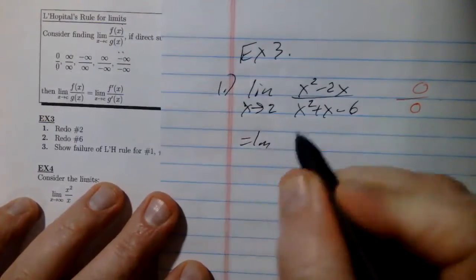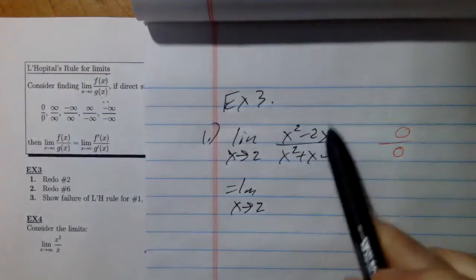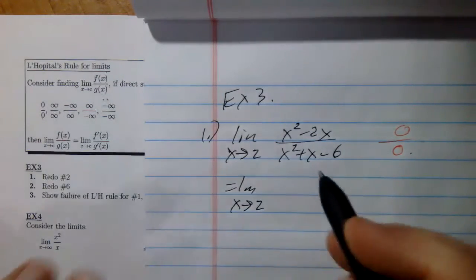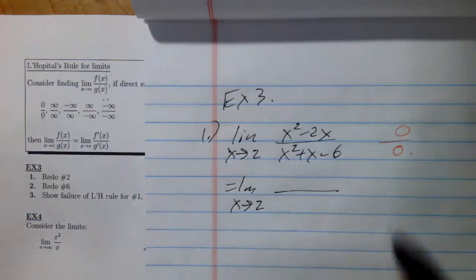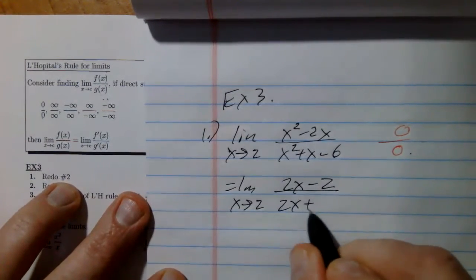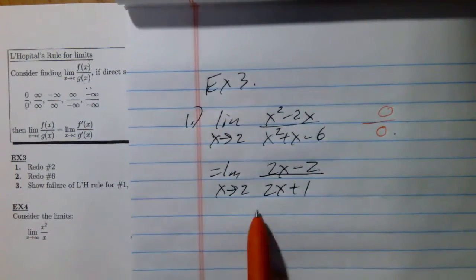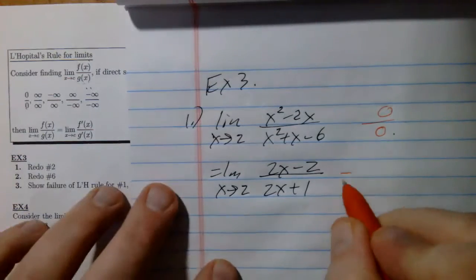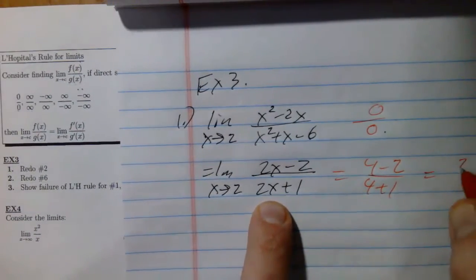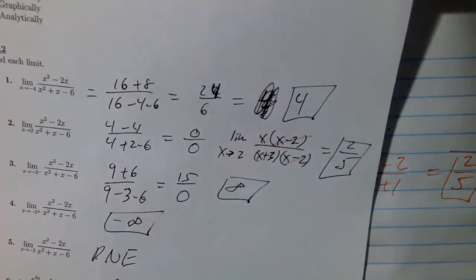So what you could do, instead of factoring, is say to yourself, how fast is the top going to 0? How fast is the bottom going to 0? When we talk about rate, derivative. So you can differentiate the top, which is just 2x minus 2, and then the bottom would be 2x plus 1, right? Now plug in 2. If I plug in 2, there's no more issue here, because the top is just going to be 4 minus 2, and the bottom is going to be 4 plus 1. There's your 2/5. Same answer we got last time when we factored it.